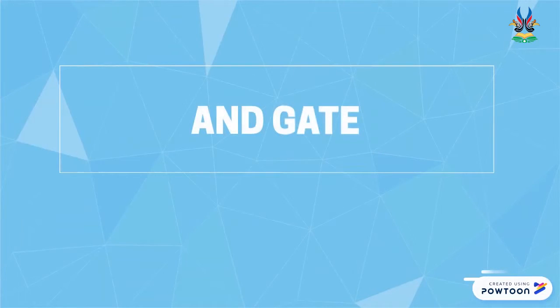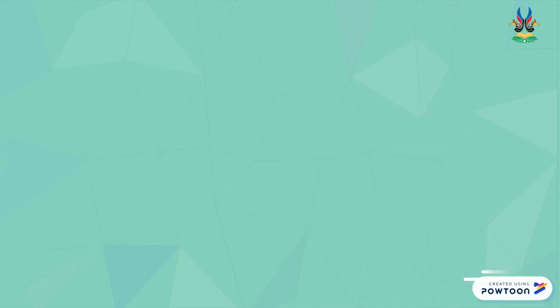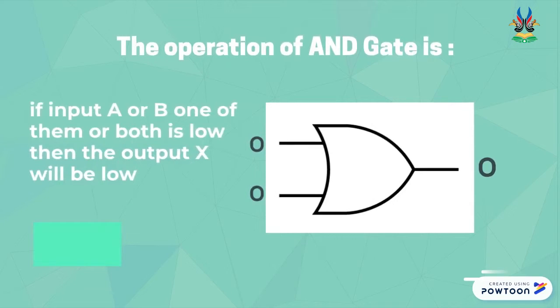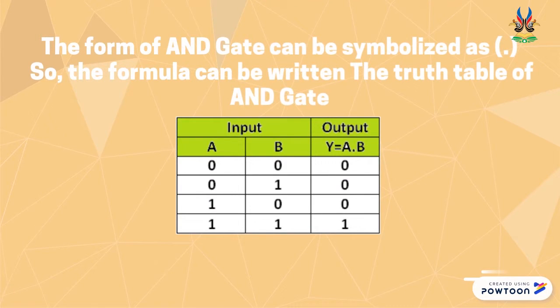Second is the AND gate. The operation of the AND gate is: if inputs A and B are both high, then the output X will be high. If input A or B, one of them or both, is low, then the output X will be low. The AND gate is symbolized as a dot, so the formula can be written X equals A dot B. This is the truth table of the AND gate.